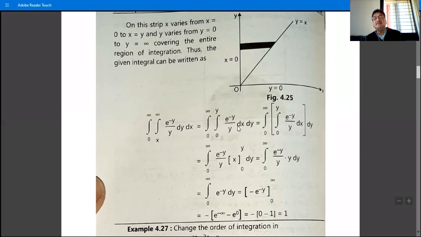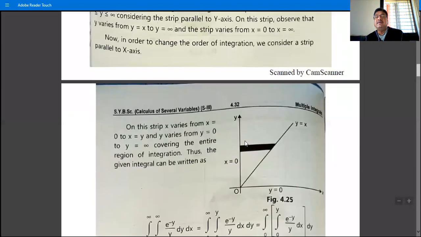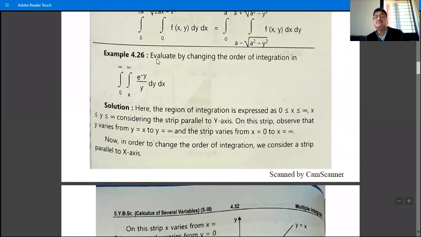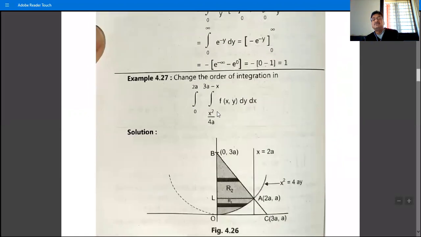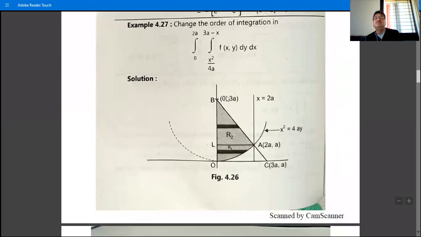So in some examples, changing the order is the requirement of that example. In order to simplify the integration, we have to change the order of integration. And in some examples, the question is like this: evaluate by changing the order. Then in that case, we have to change the order. So we have also discussed these problems. We will discuss these problems of changing of order in the next lecture.